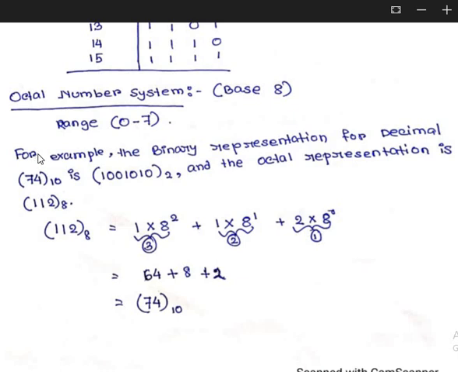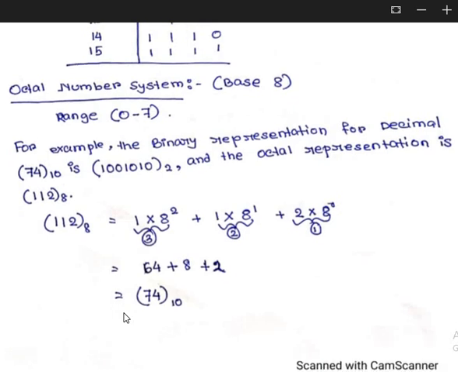Now check, here I have written already. For example, the binary representation of decimal 74 is 1001010 base 2, and the octal representation is 112. Now how to convert a decimal to binary will come later on, but you can see one thing, if the number is 112, its decimal is 74. So it's clear to you all how to convert an octal to its equivalent decimal.